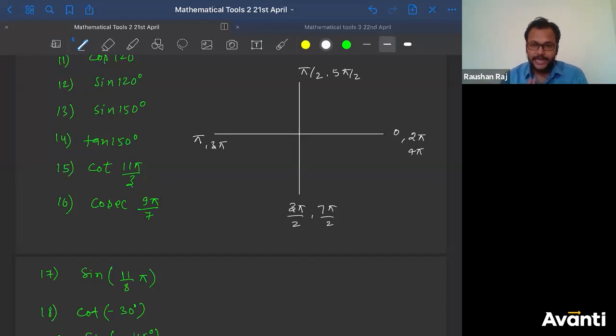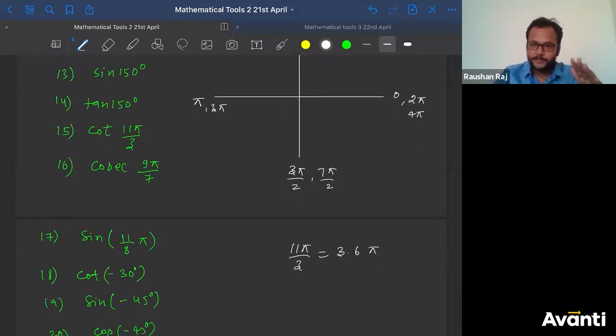Chalo dekhte hain. 11 pi by 3. Which is the nearest n pi value? Can I say that 11 pi by 3 is nothing but, 11 by 3 is what? 3.6 pi, approximately 3.6 pi. Guys, please click yes if you understood this. 11 pi by 3 is nothing but 3.6 pi. समझ में आ रहा है सबको? Okay, good. So 11 pi by 3 is 3.6 pi.